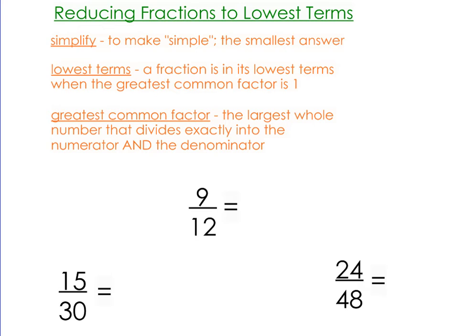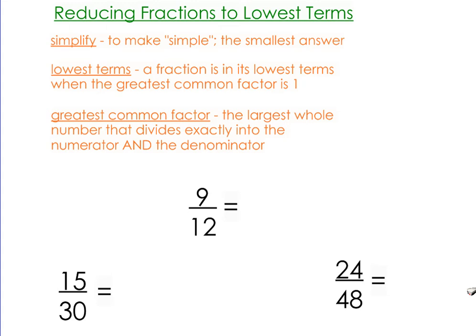Now, taking how we make equivalent fractions by dividing by 1 fraction, we would use that to reduce fractions to lowest terms. Reducing fractions to lowest terms is the same as simplifying it, which we consider making it simple, the smallest answer, meaning that both the numerator and the denominator are as small as they can get without being divisible by any other 1 fraction except 1/1. A fraction is in its lowest terms when the greatest common factor is 1. Our greatest common factor, remember, is the largest whole number that divides exactly into the numerator and the denominator.